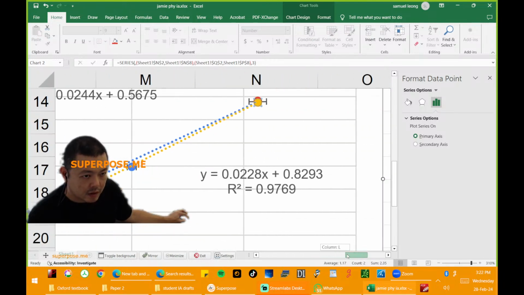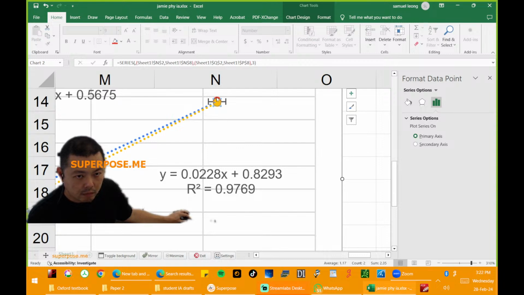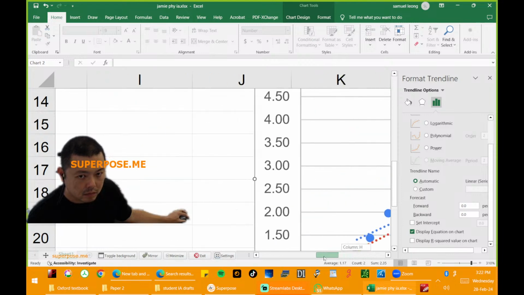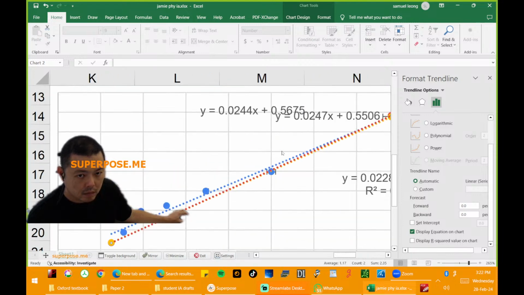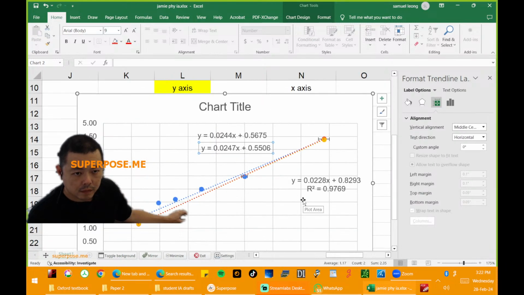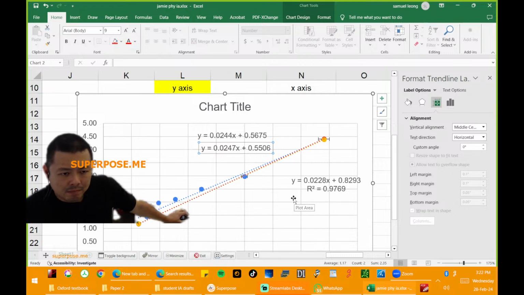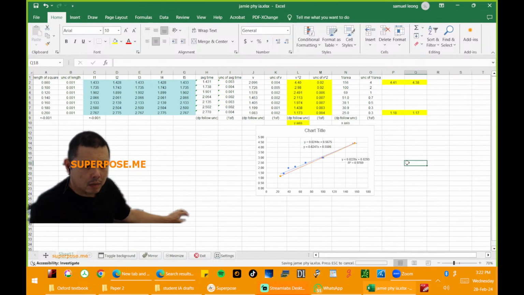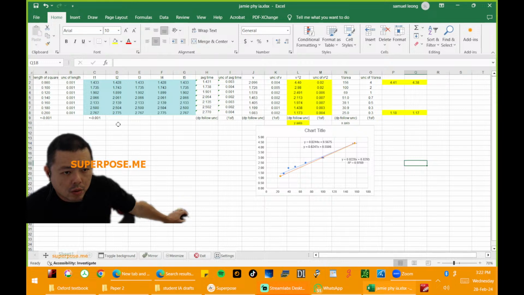Sorry, let me just get this out of the way. Okay, there we go. That will be your max min gradient. It depends. I may have to draw it manually on Logger Pro. We'll see. But other than that, I think that's it. That's the whole data processed already. Your final graph should look something like that.